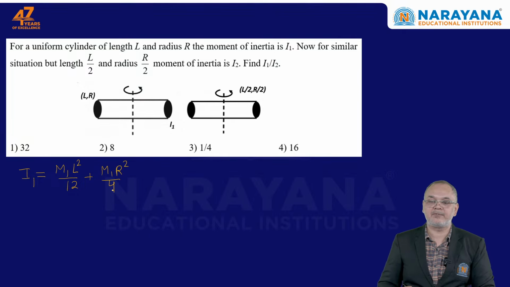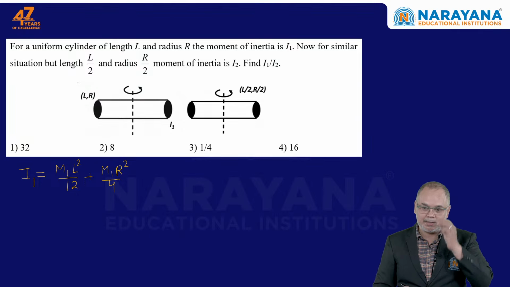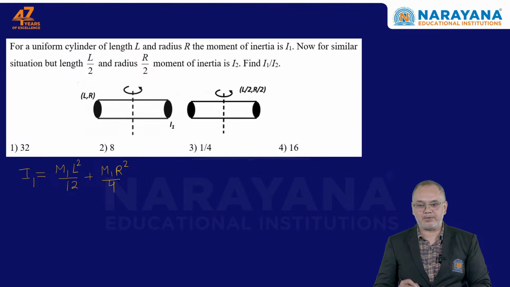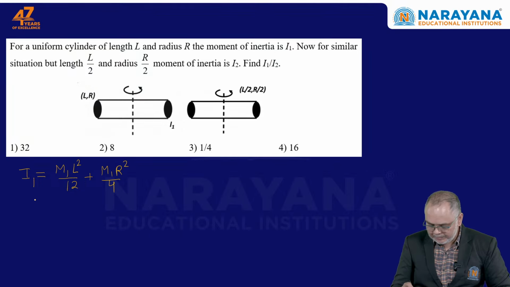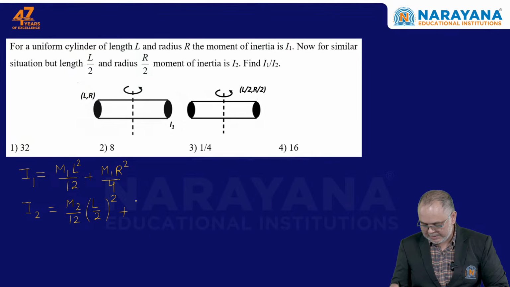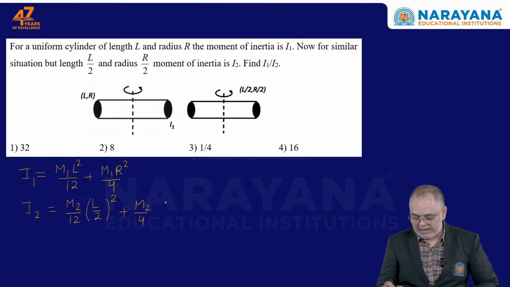So this is the moment of inertia of the first cylinder. Now we are changing the length and the radius, then what will happen? Mass will also change. So we can write I2 that is m2 by 12. Instead of L we have L by 2, so (L by 2) square, plus m2 by 4, and instead of r we have (r by 2) whole square.